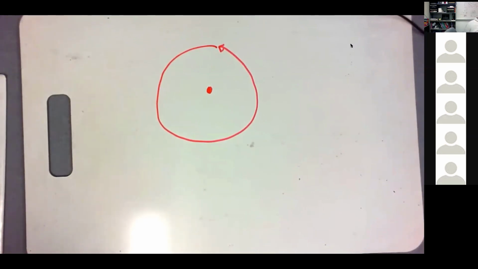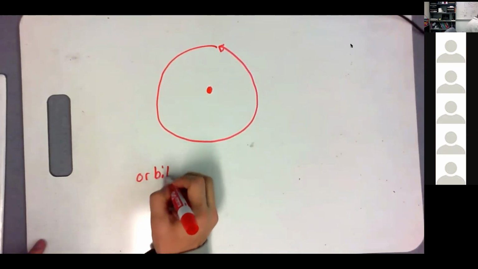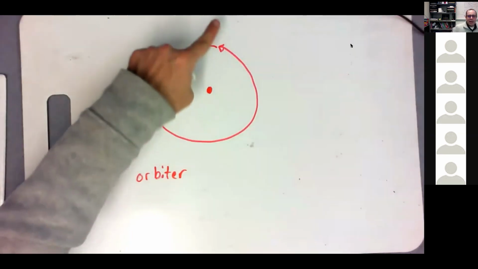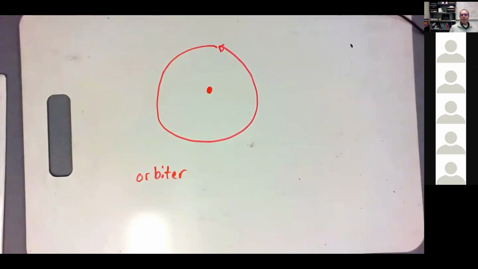So let's say the orbiter is moving at constant speed. Obviously, the orbiter is not moving at constant velocity because its direction is changing as it goes around. So this is a non-inertial frame. We cannot just apply special relativity to it and expect our equations to work. They will not. This is a non-inertial frame. It is undergoing, in fact, constant acceleration.